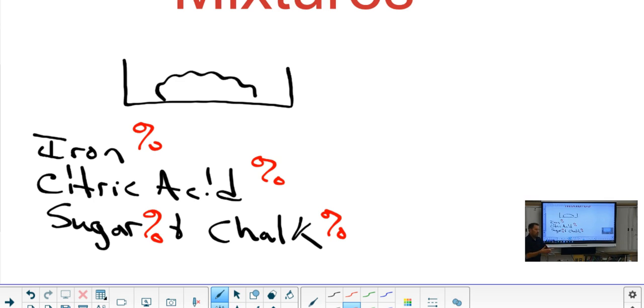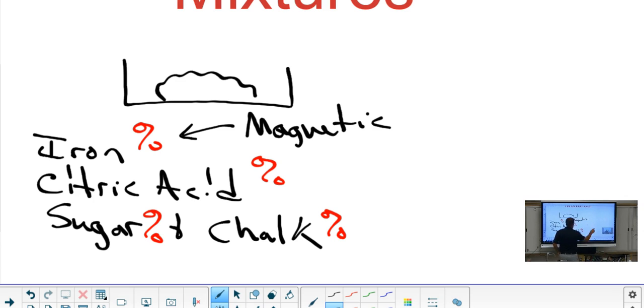To determine whether something is magnetic, you don't change it, right? Put a magnet by it, and if it sticks, boom. If it doesn't, no. But did you change the substance? No. So you know it's a physical process. So we are going to take advantage of the physical property of whether it's magnetic or not. And we can use that to separate that out. The rest of them, we're going to use their solubility in other substances.